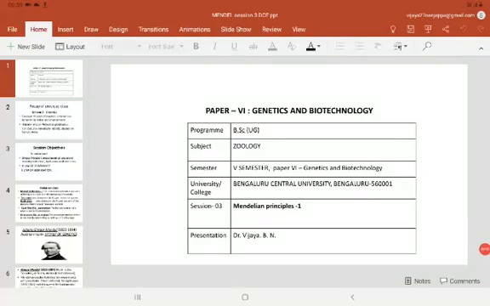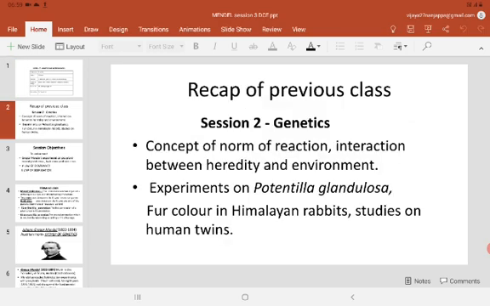Good morning, students. Today we're going to learn about this next chapter in genetics and biotechnology, session 3, Mendelian principles. In the last class, we learned about heredity and environment, where we concentrated on norm of reaction, interaction between heredity and environment, experiments on Potentilla glandulosa, and also fur color inheritance in Himalayan rabbit, and studies related to human twins.